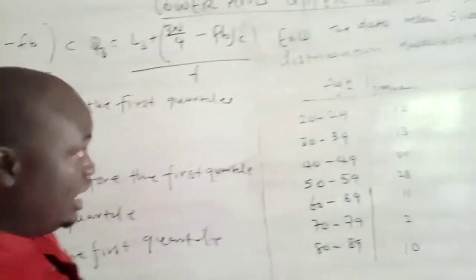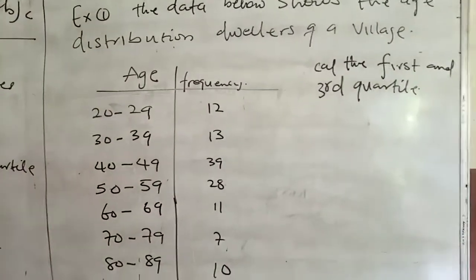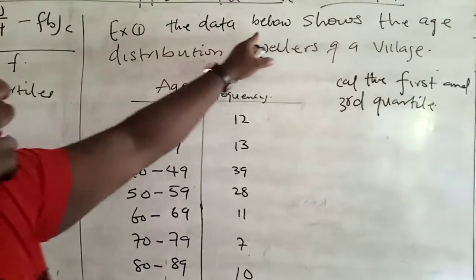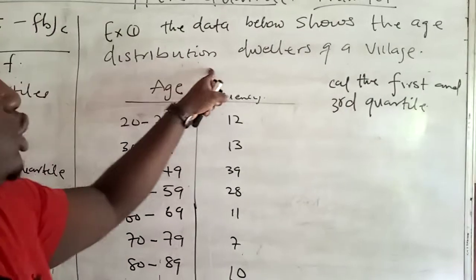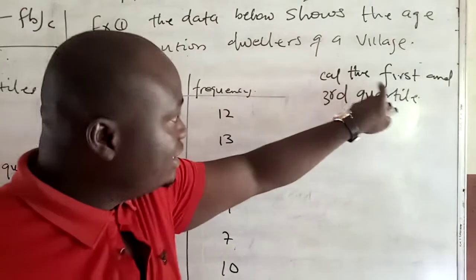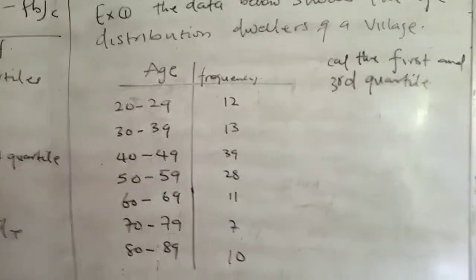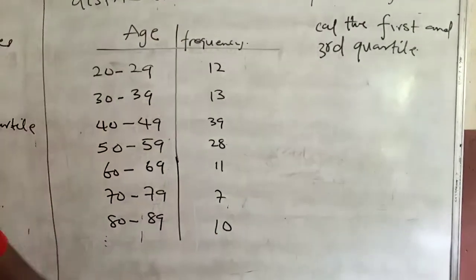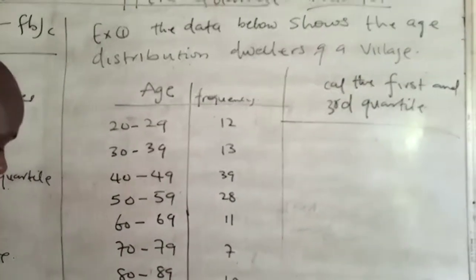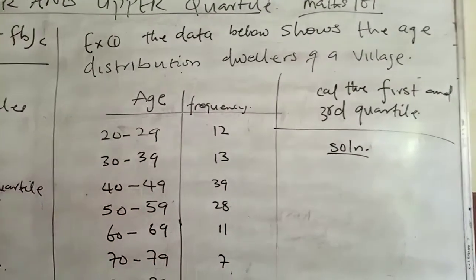We like solving it and seeing the proof. First, this is the question. The data below shows the age distribution of dwellers of a village. Calculate the first and third quartiles. This is still the question, so let me write the solution here. This is very easy, guys. You just pay attention and you will get it.